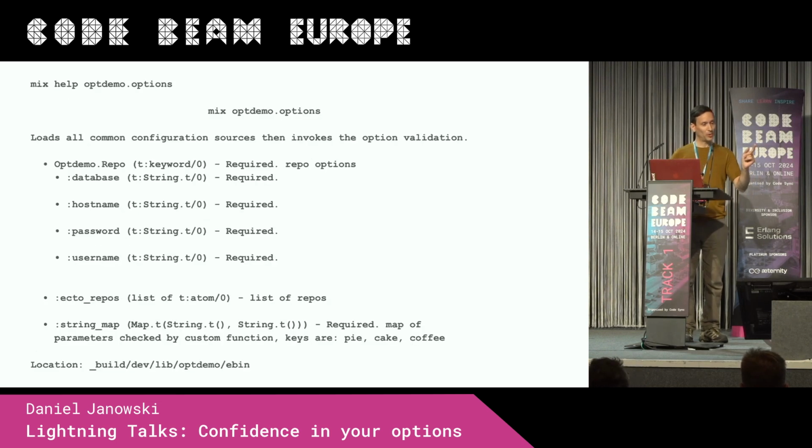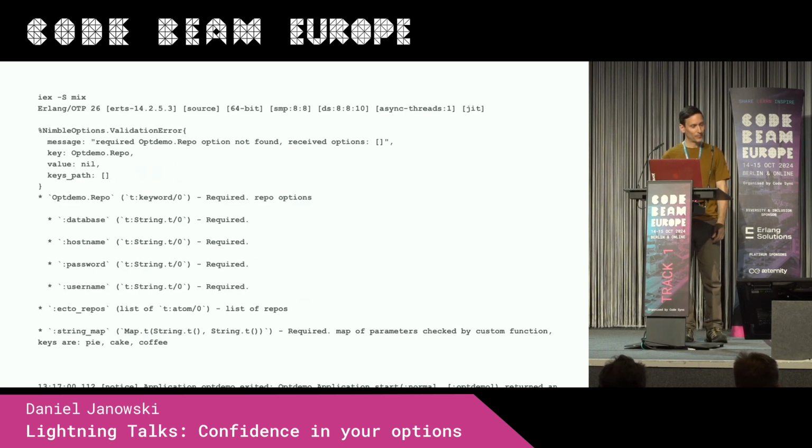Okay, when you do help, you get a list of all the things that it's expecting. So this is a really good way of documenting what your application expects, which is something that I think we all kind of do poorly. And then here I'm starting IEx with no options. So it crashes and then prints out documentation.